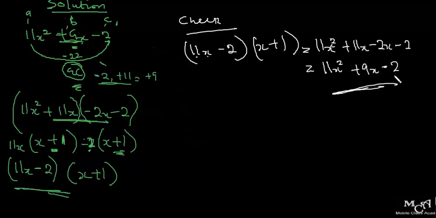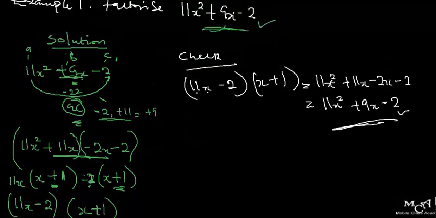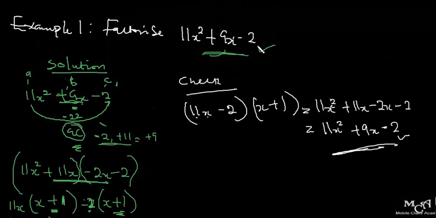So when we check this against the question we factorized, we can see that we have 11x squared plus 9x minus 2. So this shows we got it right.